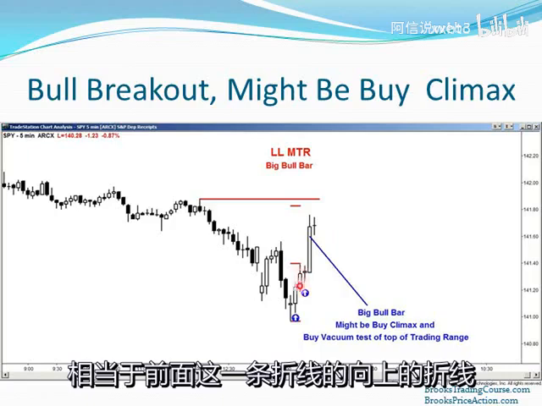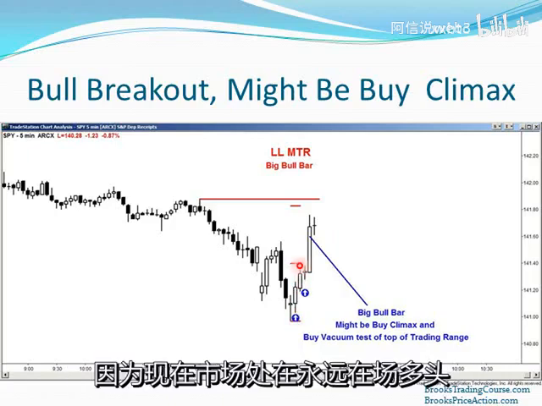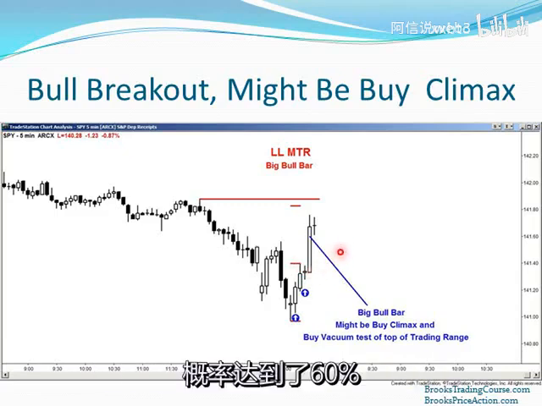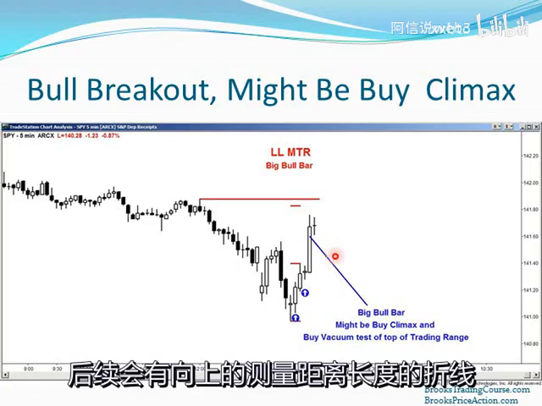At the moment, I would look for a measured move up based on the height of this first leg. Since it's always in long, and it's the breakout phase of a bull trend, the probability is 60% that you'll get a measured move up.